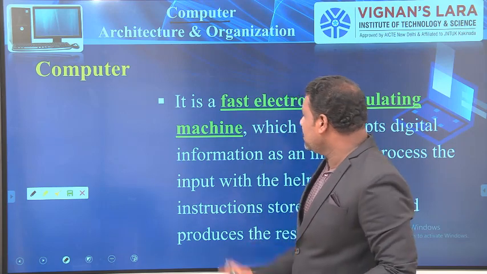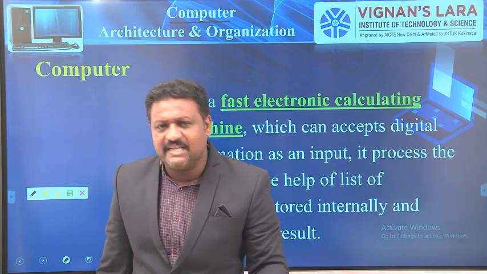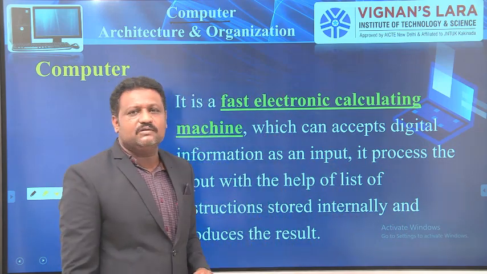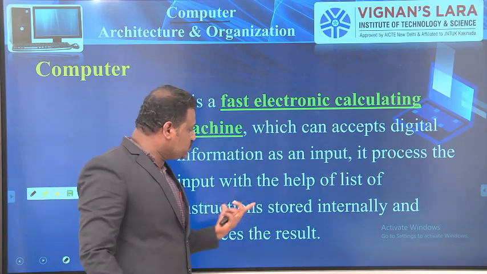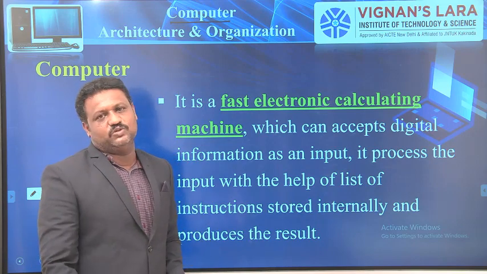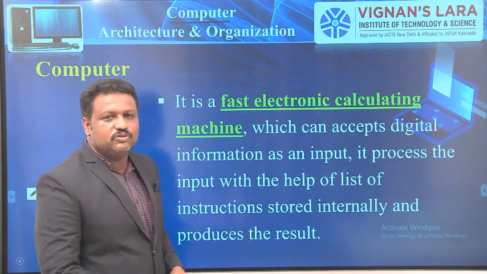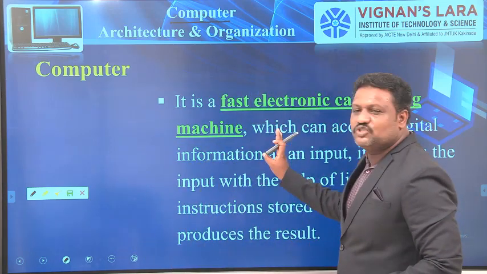So, here our system can accept digitized information or binary information as an input. It can process it with the help of a list of instructions which are stored internally and produces results to the user, or it produces results to the output. This is what our computer system is.